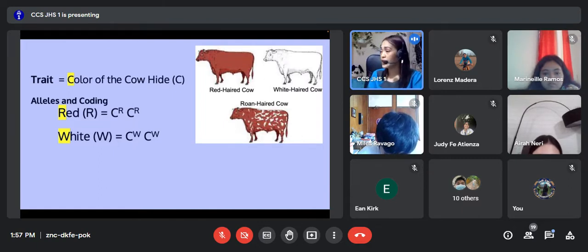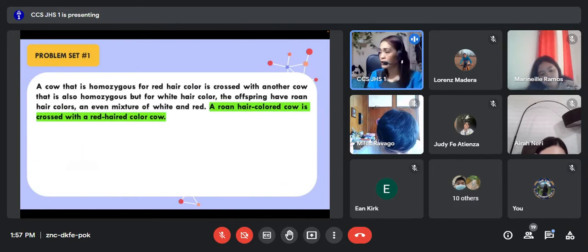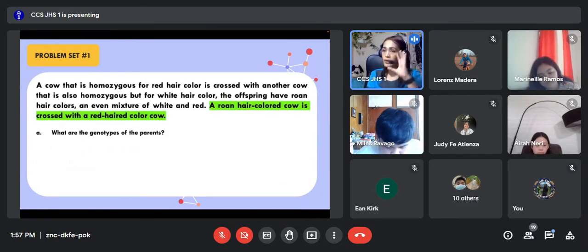How do we write its code? Yes, who wants to try? CRCW. Okay, correct. Perfect. So this is roan. Roan has white parts and red parts. So CR, CW. We are clear in terms of how they are represented, how they are coded in terms of their letter combinations. So let's go back to the problem now that we have visualized our trait and their available options together with their codes.